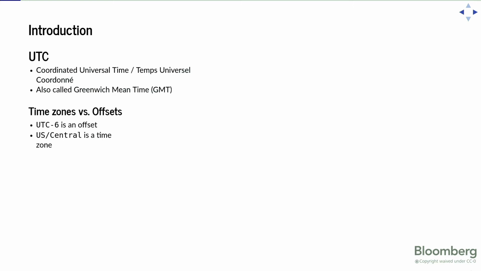Then the next concept is time zones versus offsets. UTC minus 6 is an offset. It always means 6 hours behind UTC.